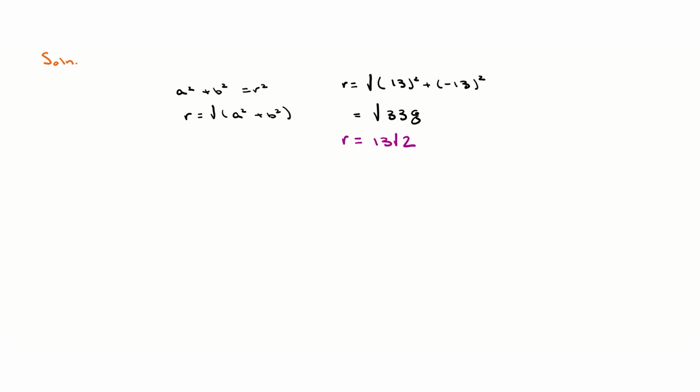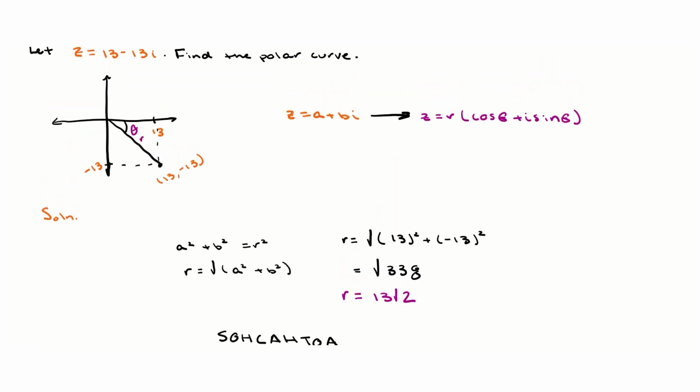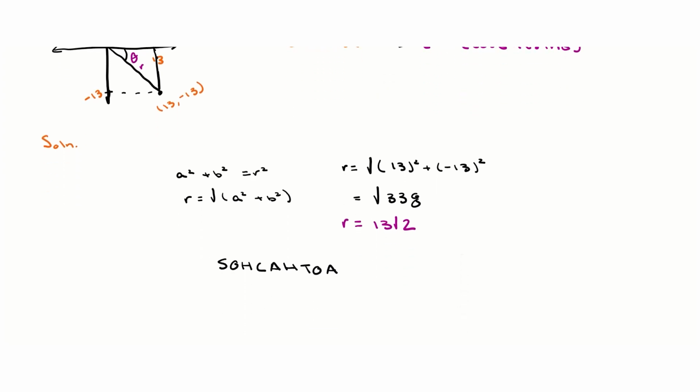I'm going to use SOHCAHTOA to do this. SOHCAHTOA is sine is opposite over hypotenuse. Cosine is adjacent over hypotenuse. And tangent is opposite over adjacent. Now I'm using SOHCAHTOA because we have a triangle here, and it's pretty easy to find cosine theta and sine theta. So with that being said, sine theta is opposite over hypotenuse.